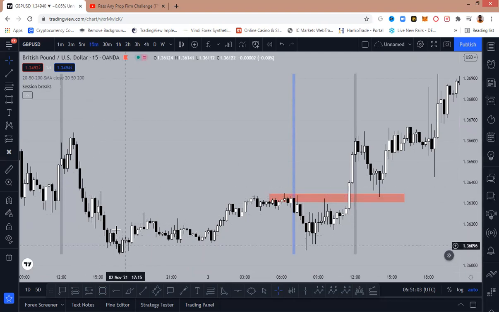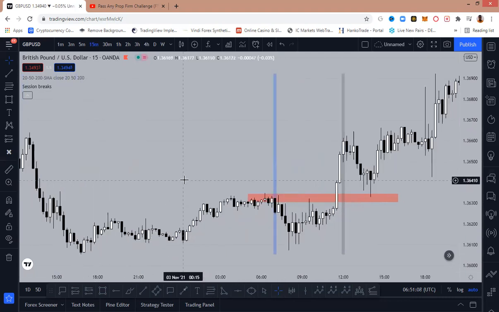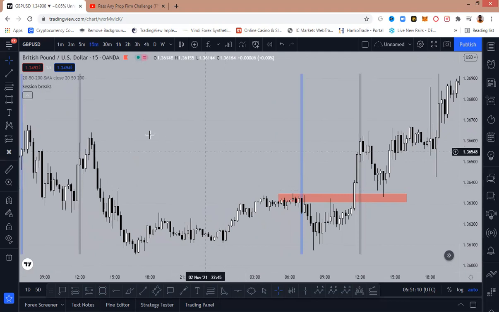Okay, now the way that you can identify these price action structures is that they do not break real major structure. Okay, because we know that the low that was responsible for this move down, the lower high was here.